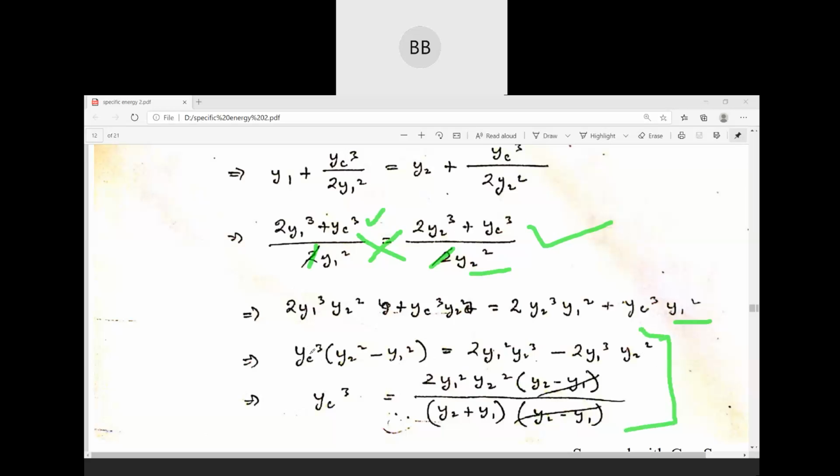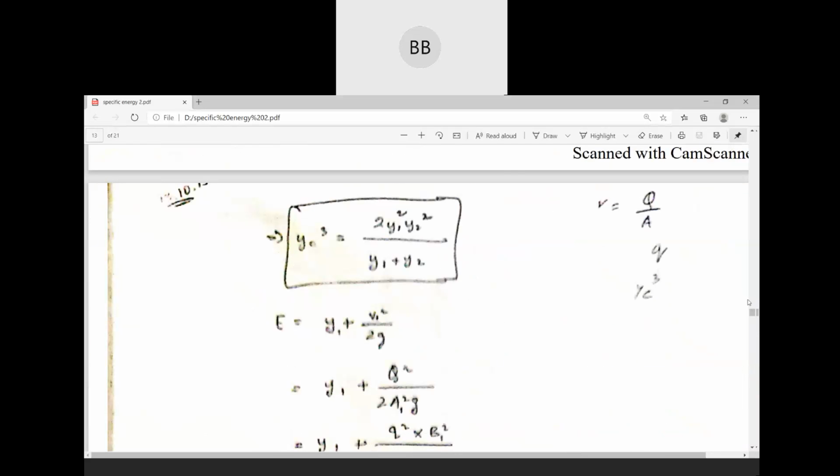We take yc cube common, then it will be y2 square minus y1 square. So this is again your a square minus b square. So in place of this we can write a plus b into a minus b. This two will be cancelled out, and you will get the remaining: yc cube is equal to twice y1 square y2 square divided by y1 plus y2.